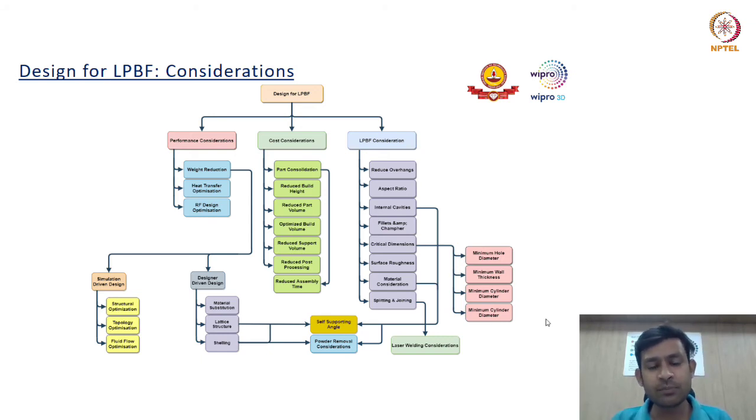Then in cost consideration, basically you see there are methods of part consolidation. Then we need to optimize the total build height. Then we need to optimize the material used. We have done that in case of the feed cluster. So all these design objectives or design methodologies I need to go through will help me in reducing the cost. So the ultimate goal here for LPBF is to reduce your build height and to reduce the volume of the support structures, as we saw in the feed cluster.